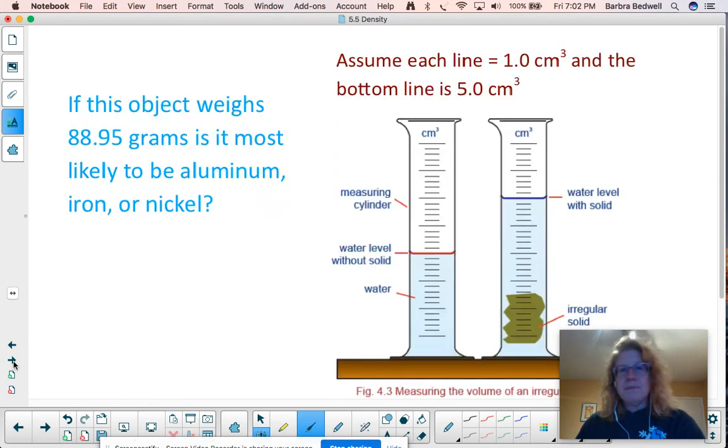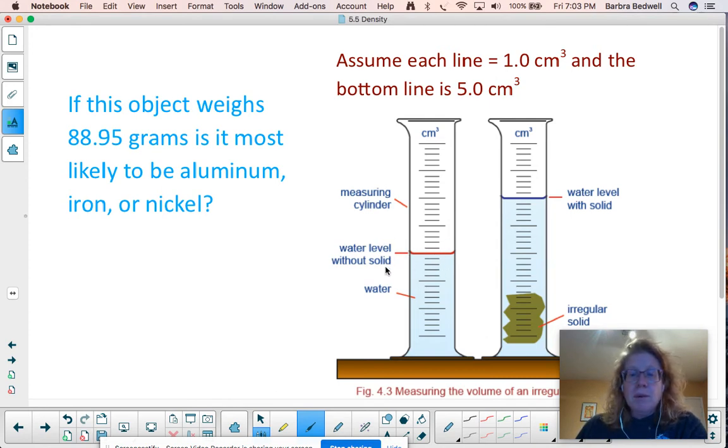Okay, next one. How do we do this if we've got an awkwardly shaped object? Not every object has a beautiful little rectangular shape. This one shows you over here on the right, we've got our irregular solid. This is a really common thing. This is a lab that we'd be doing if we were back at school. We would take a graduated cylinder like this one, and we would have some water in the graduated cylinder, and we'd try to read what the level in that graduated cylinder was.